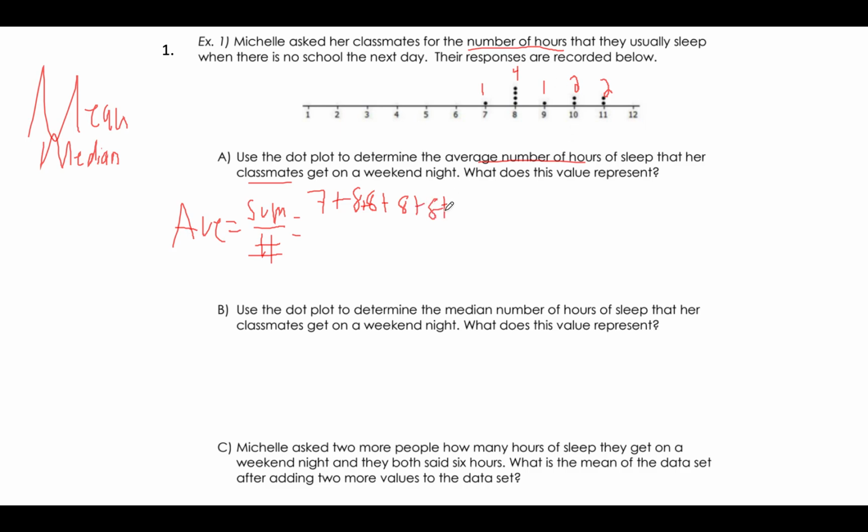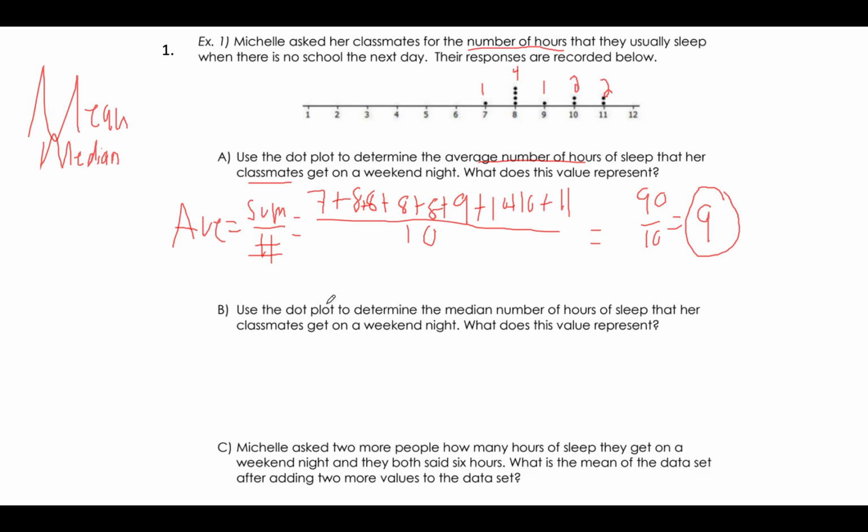We had 1 person sleep for 9 hours, 2 people sleep for 10 hours, and 2 people sleep for 11 hours. We're going to divide that by the number of data points, which is 1, 2, 3, 4, 5, 6, 7, 8, 9, 10. Divided by 10. I did this ahead of time: we add these up and get 90, divided by 10, which means our average is 9. So on average, Michelle's classmates sleep for 9 hours a night when there's no school the next day.